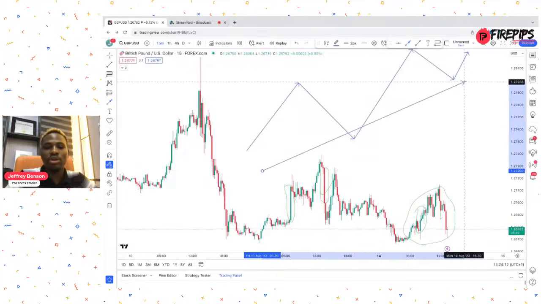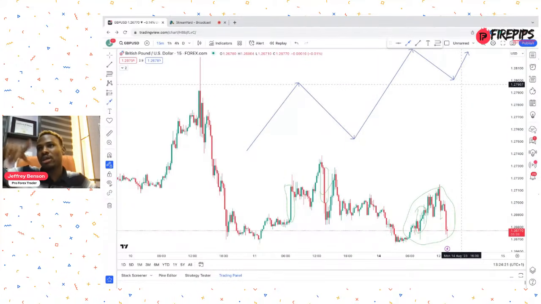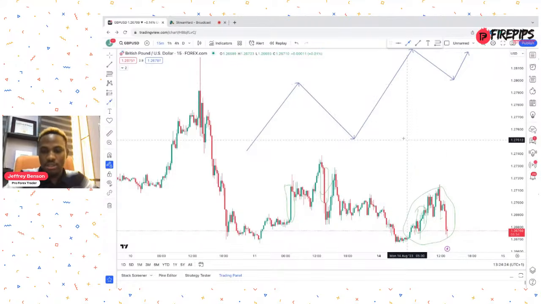So this is for a buy example. The reverse is also the case for a sell example. A sell example is just forming a lower low and lower high, lower low, lower high. That's just the difference. Okay.